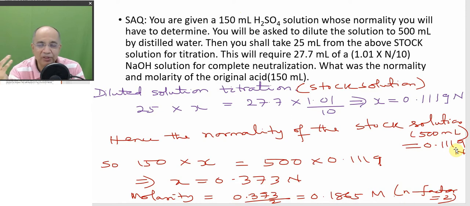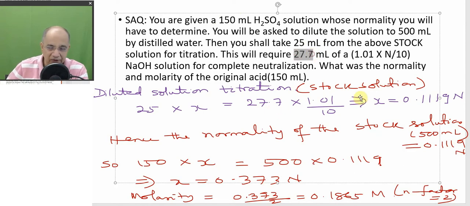So you took 25 ml each time to perform the titration. And this is the concordant reading, the final identical reading in all three experiments at least, that you got, and got the titer value, and you therefore got the normality as 0.1119 N. And once you find the normality of the original concentrated solution, you can also find its molarity. The N factor is 2 here, so divided by 2, that is 0.1865 M.